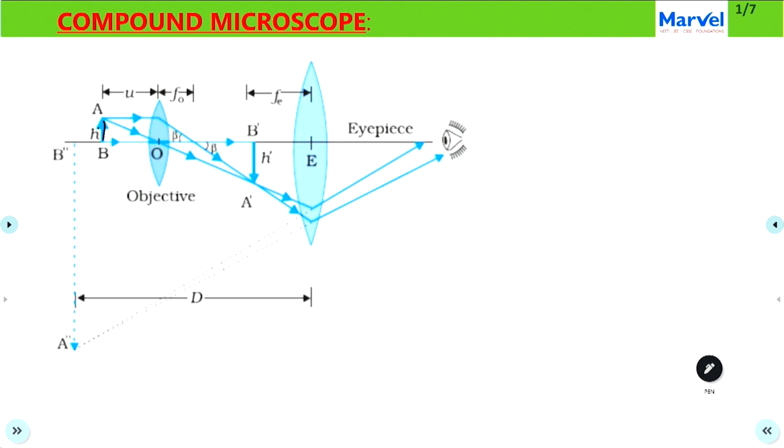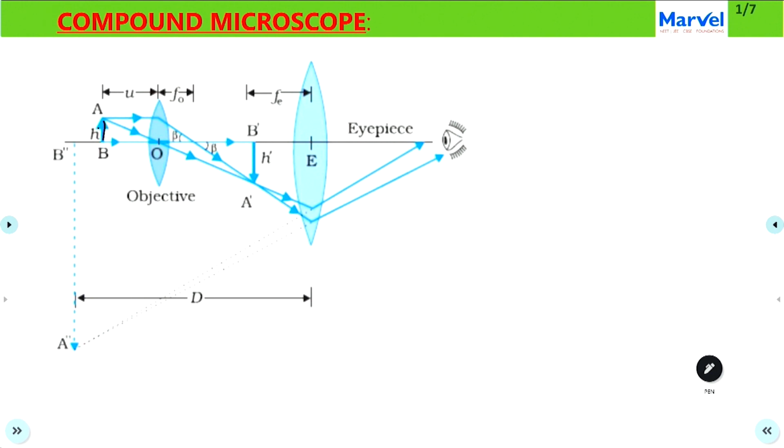You see, this is the size of the object and this is the size of the image that I am going to see through my eyepiece. See, it is multiple times greater. In fact, it is close to 800 times greater. The image gets magnified close to 800 times when you see it through the compound microscope.